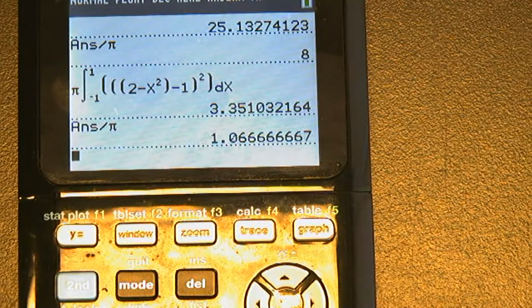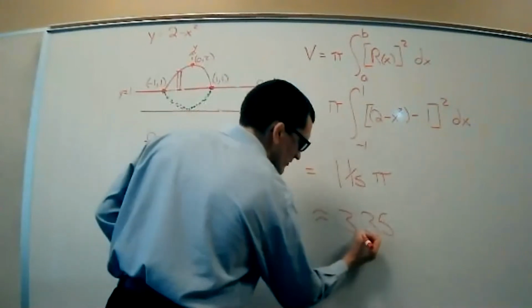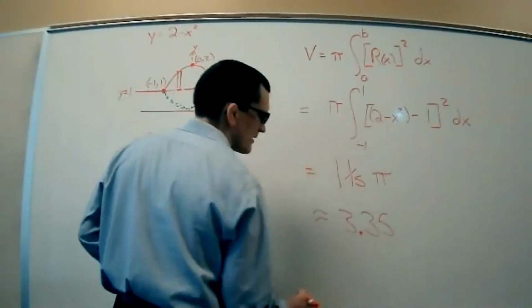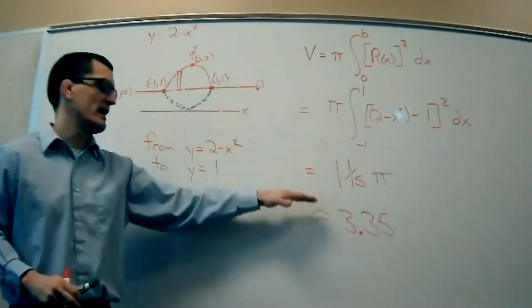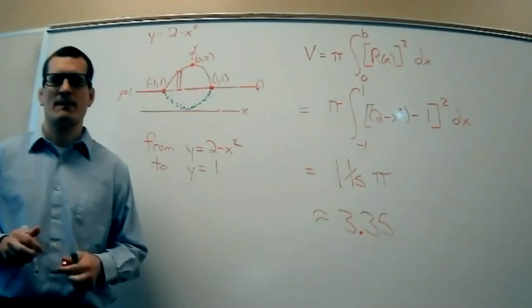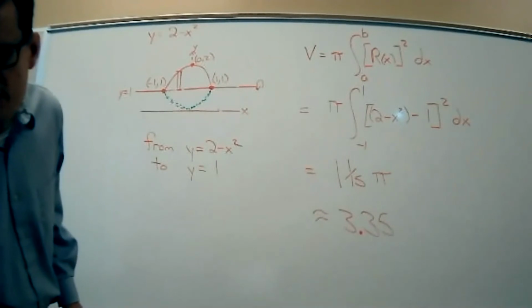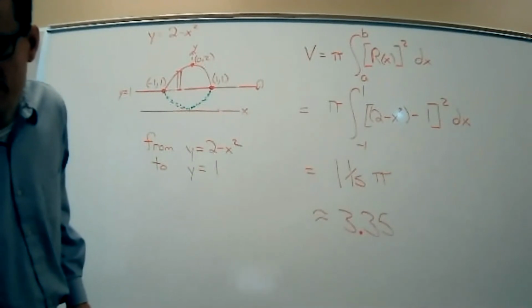So you can call this 1 and 1/15 times pi, or you can call this about 3.35. So there you go, 3.35. I'll emphasize that decimal there. So either way you do that, that's how we get it. All right? Hopefully that all makes sense. That's the idea of the disk method.